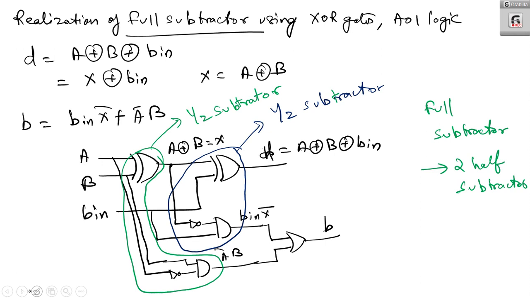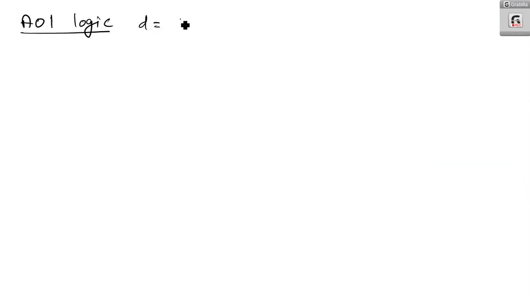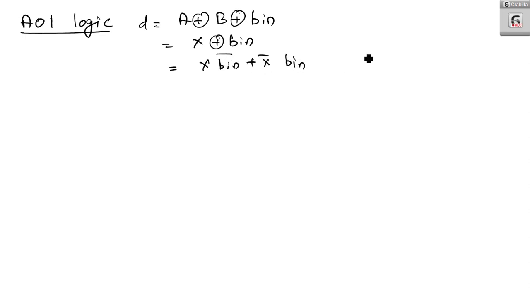Next one is realization using AND or invert logic. So again I will write D is equal to A XOR B XOR B in. That is X XOR B in, which is X B in bar or X bar B in, where X is equal to A B bar or A bar B.